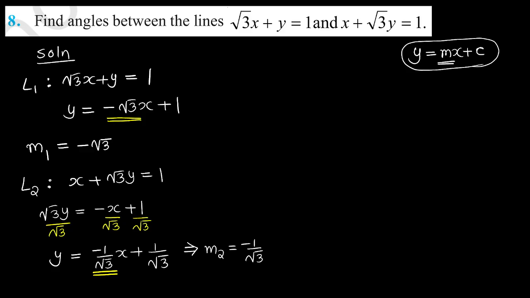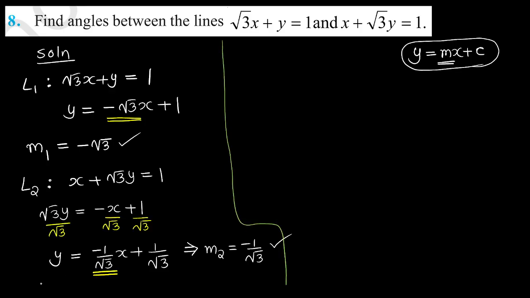To find the angle between two lines, we need the slope of the lines. The first line has slope minus root 3. The second line has slope minus 1 by root 3. All of you clear? Shivani, Devasri, Ashlin, Said, everyone is okay? Yes, sir. Okay.